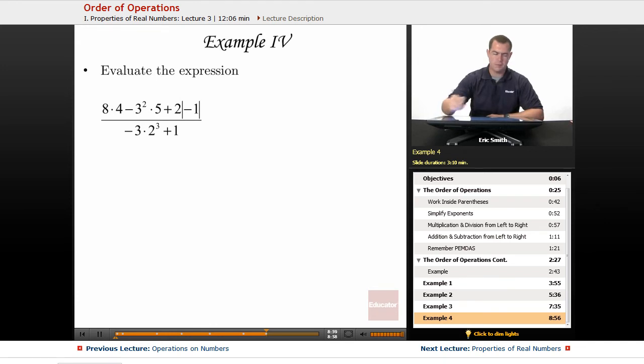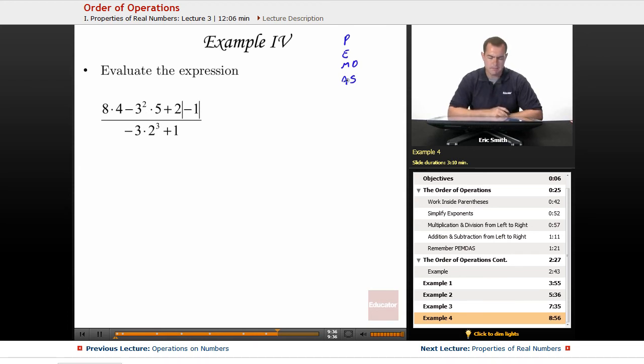Let's look at an example that involves lots and lots of different things. So I have 8 times 4 minus 3 squared times 5 plus 2 times the absolute value of negative 1 all over a negative 3 times 2 to the third plus 1. Okay, with so many different things in here, I really have to be careful on what to do first. Well, since I'm dealing with a fraction here, I want to look at the top as its own group and the bottom as its own group and really work inside of each of those to try and simplify them.